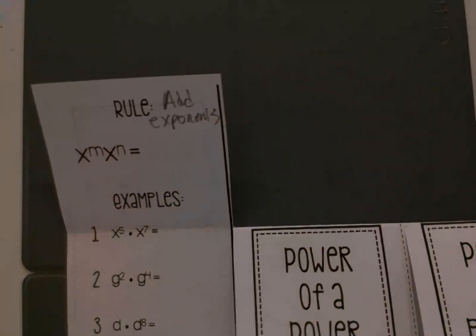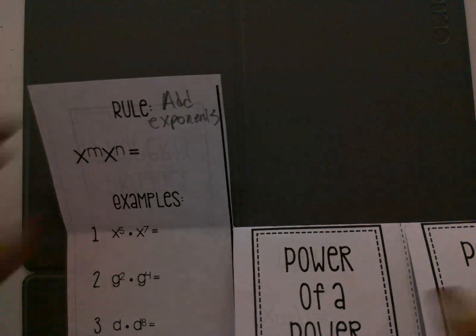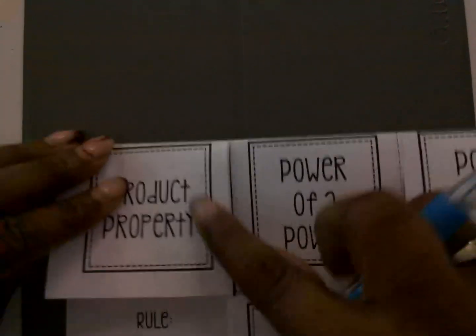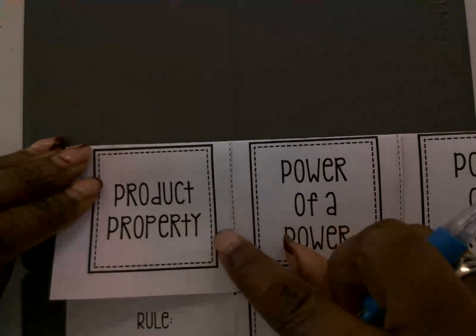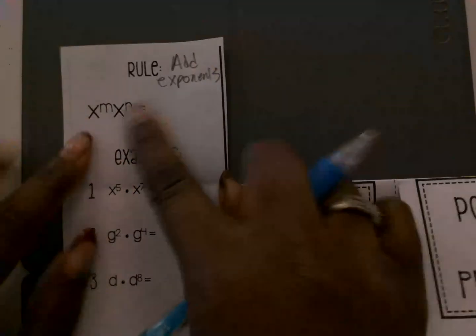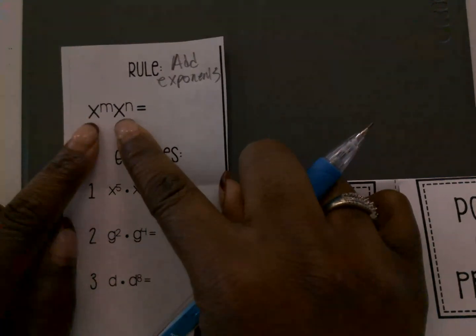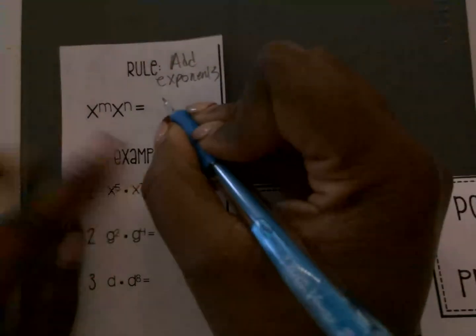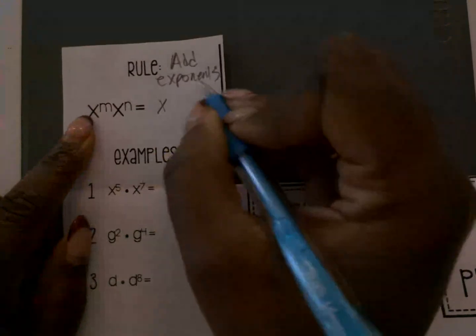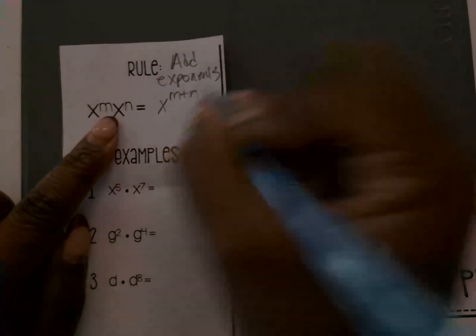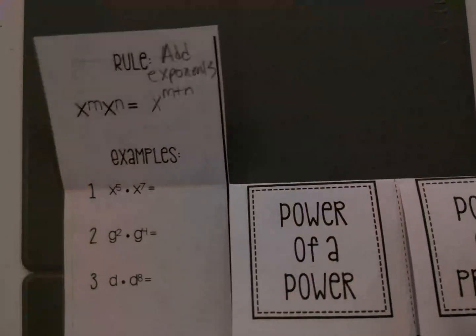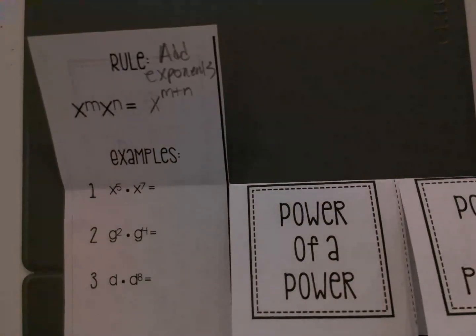Product, this is the first tab that we're on. Product property, okay? When you are multiplying exponents that have the same base, you add the exponents together. So what this looks like, the bases are x, and you're going to add m plus n. Whatever those numbers are, you add them together. We've already done that. All you're doing is just writing that down. That's a little reminder of what to do. Add exponents. Okay?